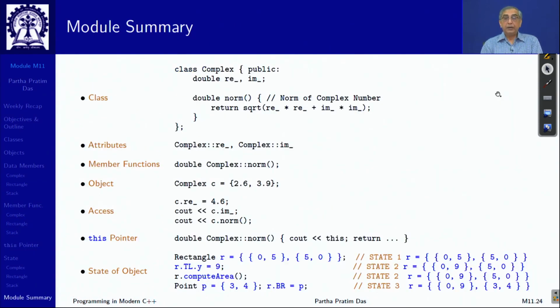These are the basic notions that we have introduced: the class, the attributes or data members, member functions, object, the access mechanism, this pointer, and the state of the object. Very foundational notions about the whole of object oriented programming starting in C++. I hope you enjoyed that, and this will be extremely useful going forward. Thank you for your attention, and we will meet in the next module.